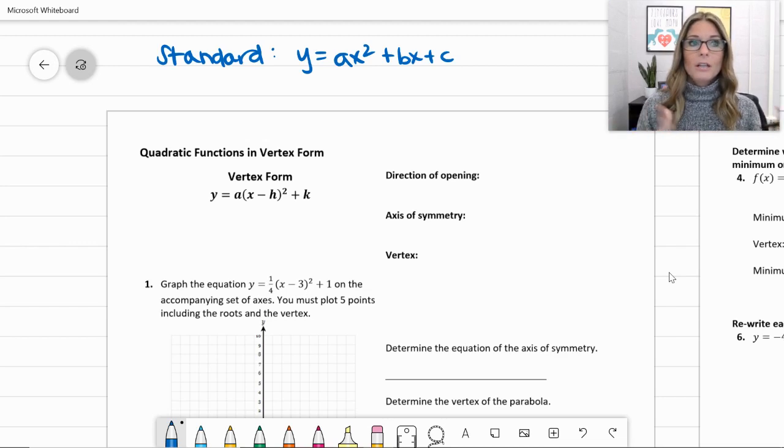Same idea with our linear functions. If you remember, linear functions can be written in slope-intercept form. They can be written in standard form. They can also be written in point-slope form. So there's lots of different forms for linear as well. But for quadratics, we've got standard form, and today we're going to look at vertex form.